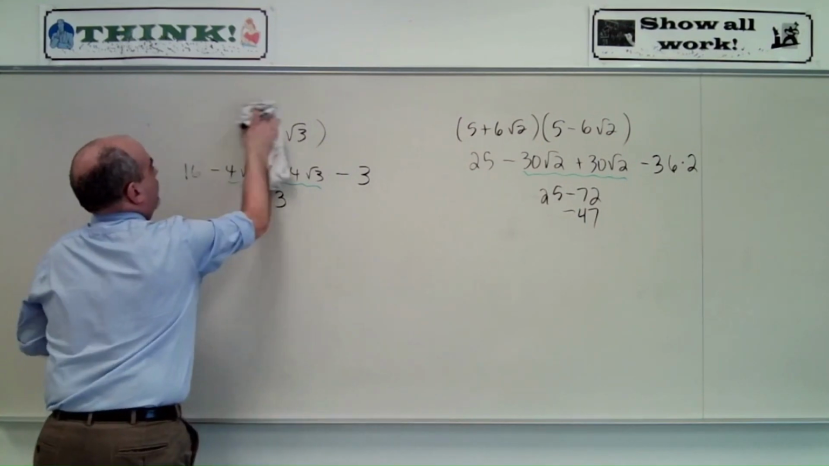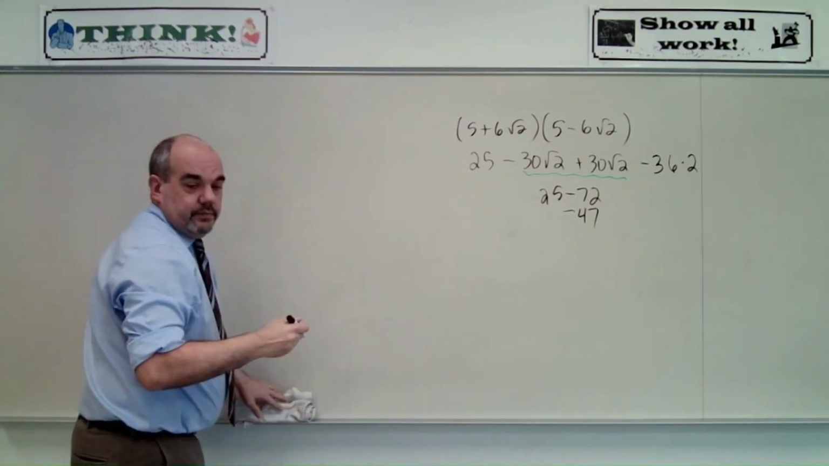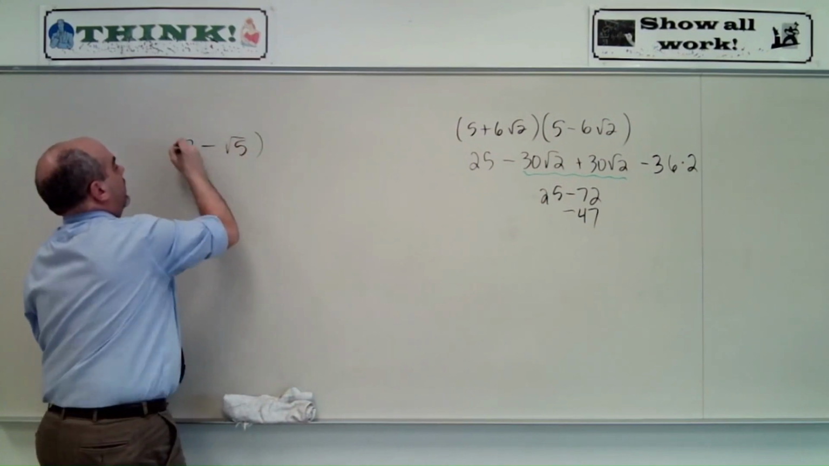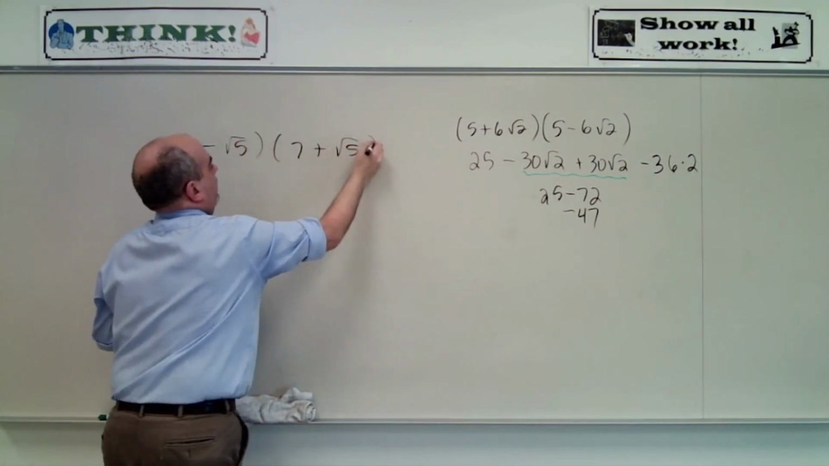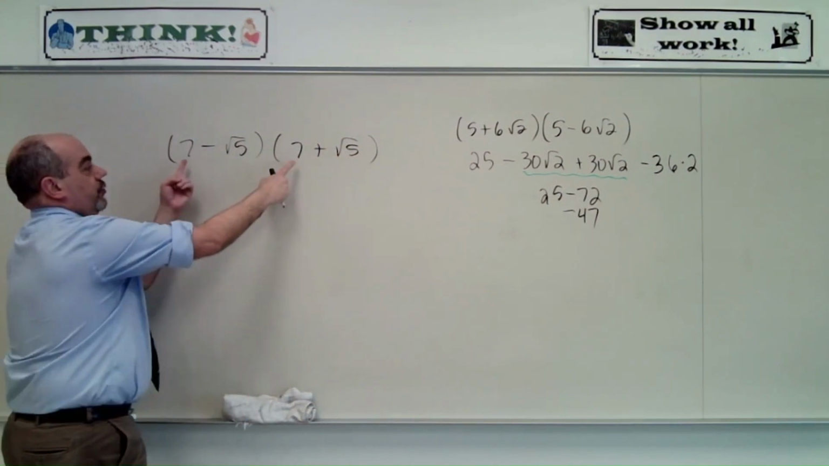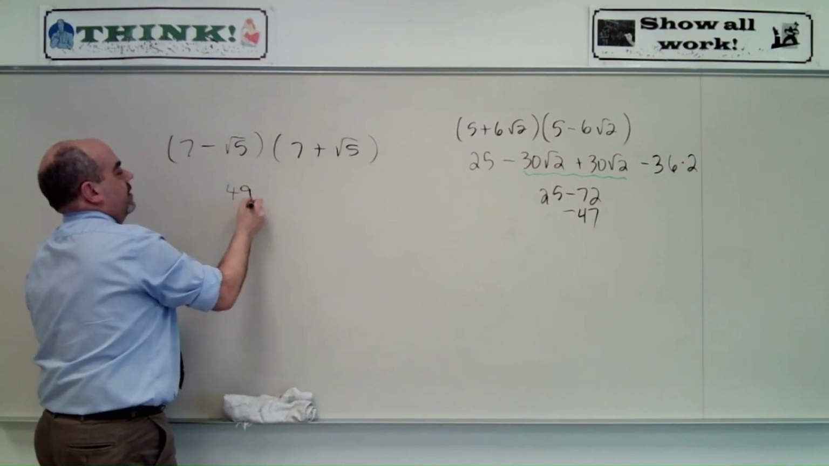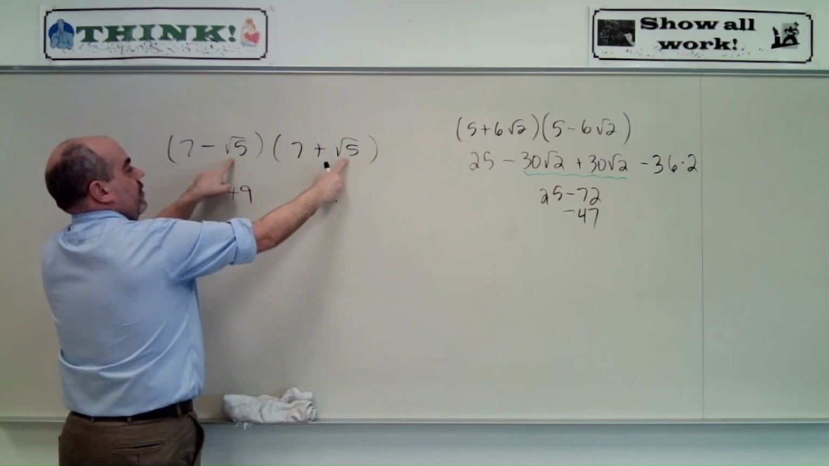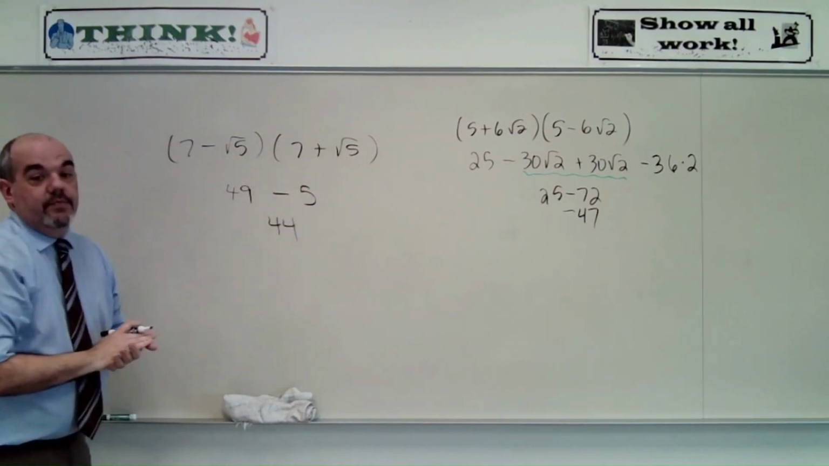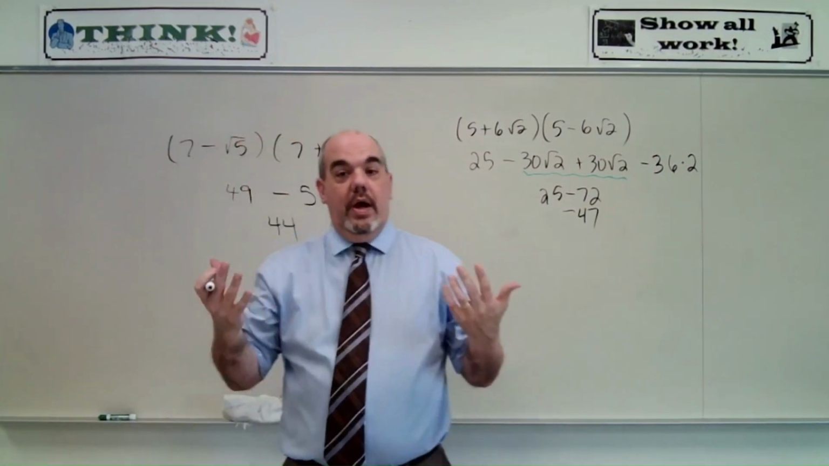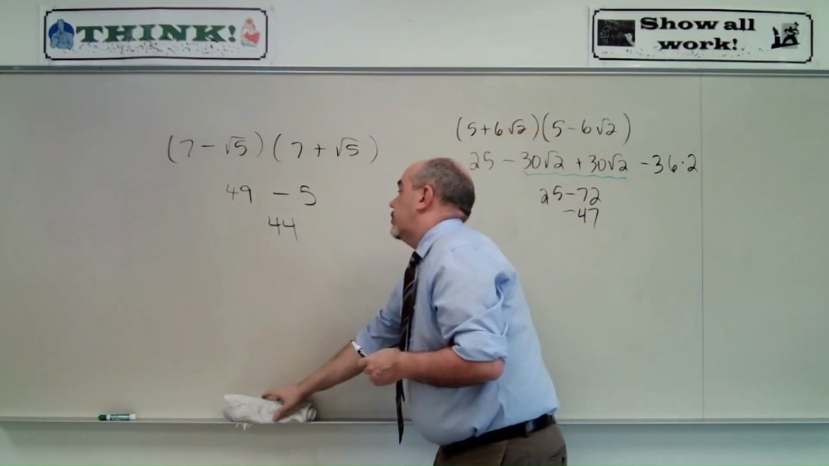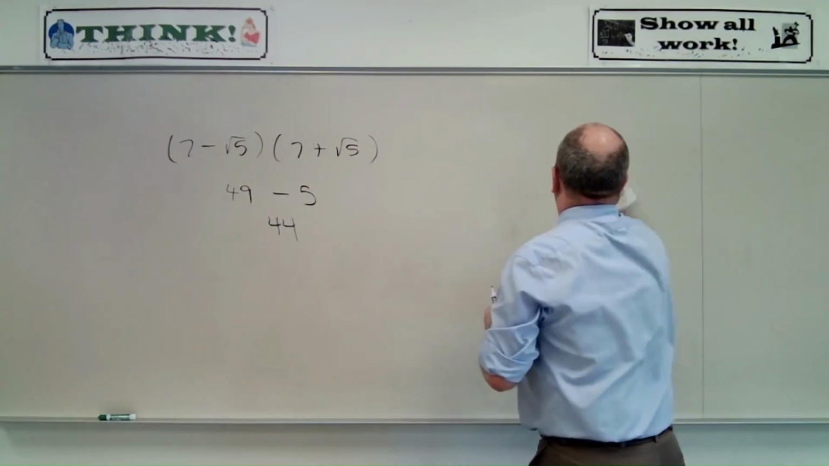Let's look at an example where we use the shortcut. So let's do 7 minus the square root of 5 and 7 plus the square root of 5. Again, same terms, but with a different sign in the middle. I can just do the first term, 49, and the last term, negative 5, and that's going to give me 44. The outside and the inside terms, again, would go away, become 0, so we can just do this when you're multiplying conjugates.